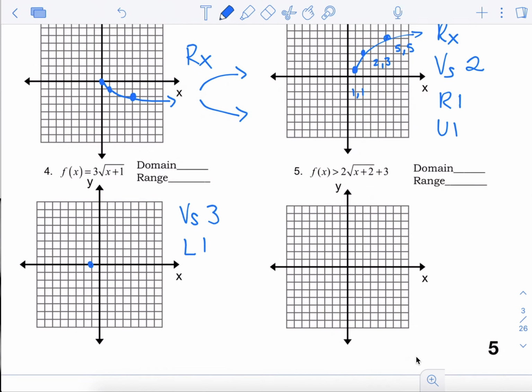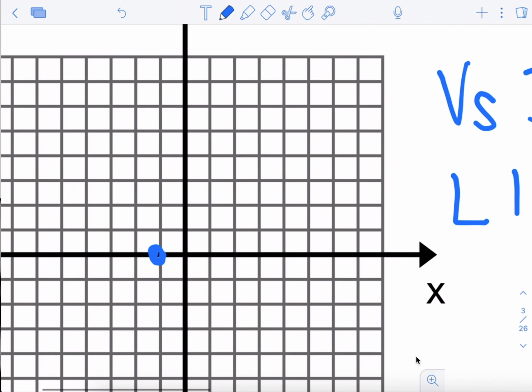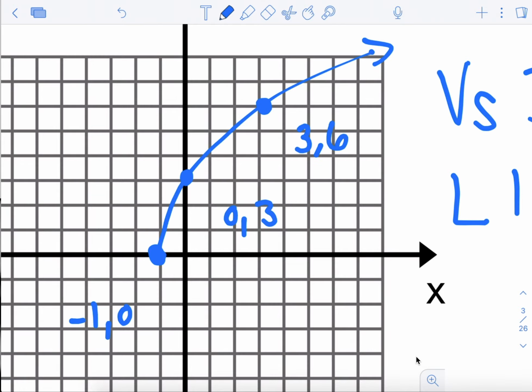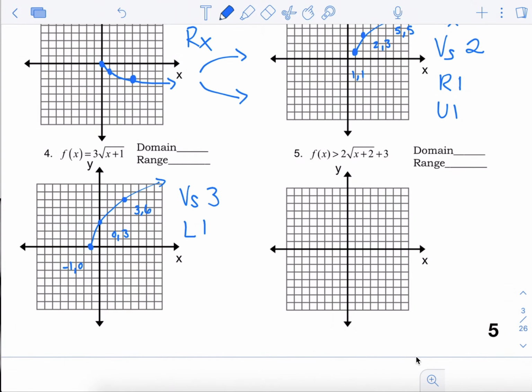So if I zoom in, normally I would go out 1, up 1, but I'm going up 3 times as far. Normally I would go out 4, up 2, but now I'm going up 3 times as far. Okay, so this is my graph. You should have points at -1, 0, 0, 3, and 3, 6. Perfect.